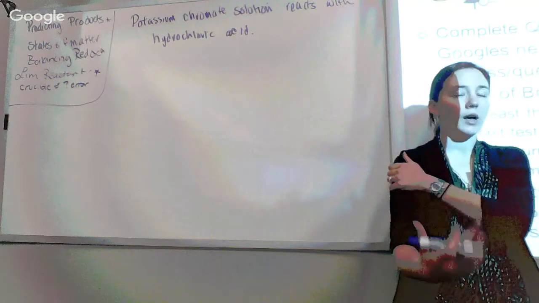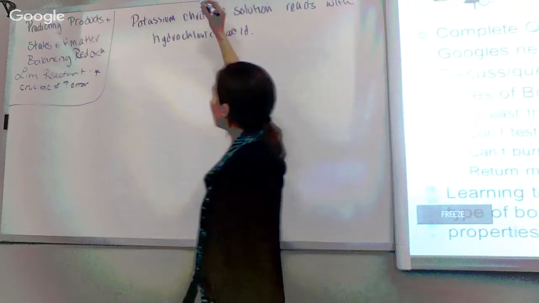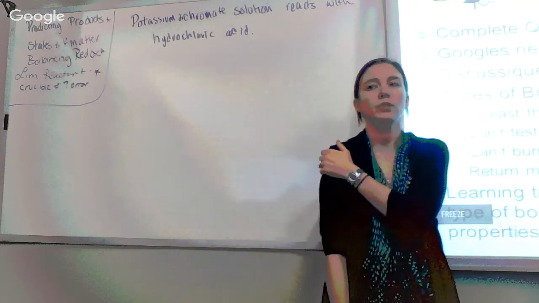Okay, so we know it's redox. The clue here, let's say dichromate. That's what we went over in class. Do dichromate.